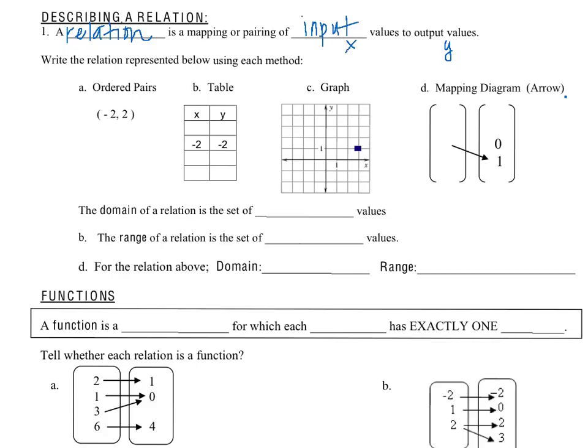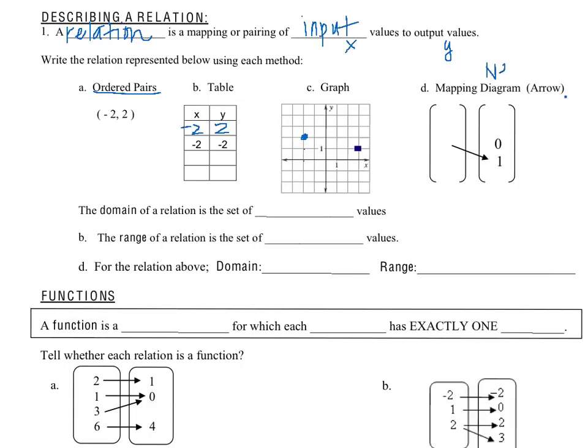Now, the first way that you normally see these relations represented is in an ordered pair. I could just write an ordered pair, or I could put it in a table. For an x value of -2, I have a y value of +2. I could also put that ordered pair on a graph. To put (-2, 2) on a graph, I would go left 2 and up 2, and I get this point (-2, 2).